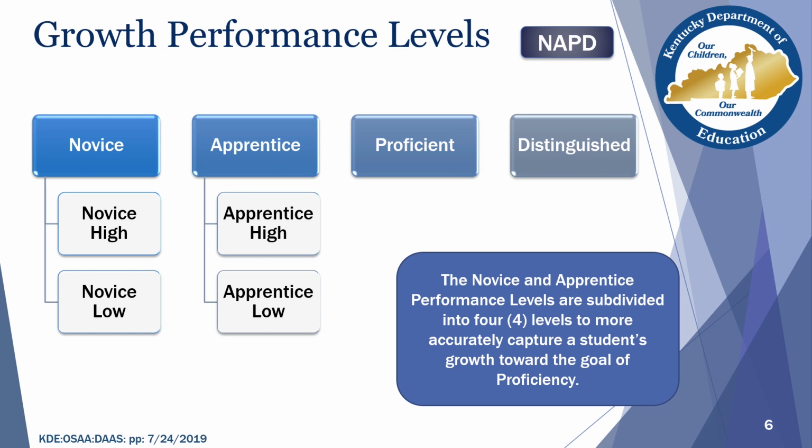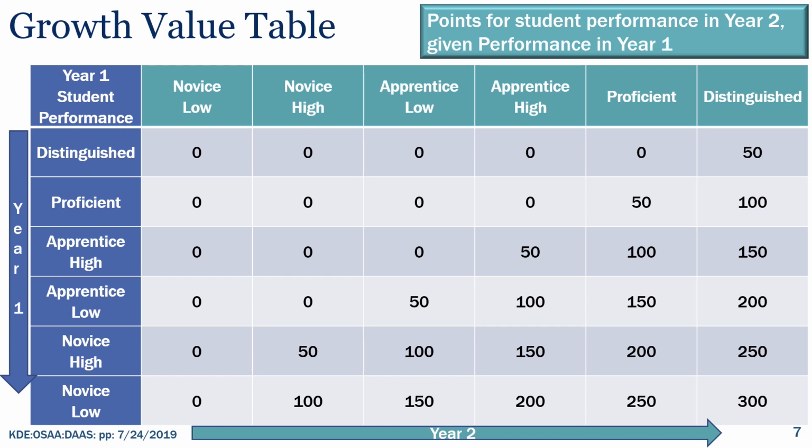Let's look at the growth value table from the regulation. Sometimes seeing a chart with values makes everything clearer. Here is the growth value table from the regulation, which applies to reading and math. Reading last year's student performance level from the first column and follow across to this year's student performance level to receive points. Notice there are no negative numbers.